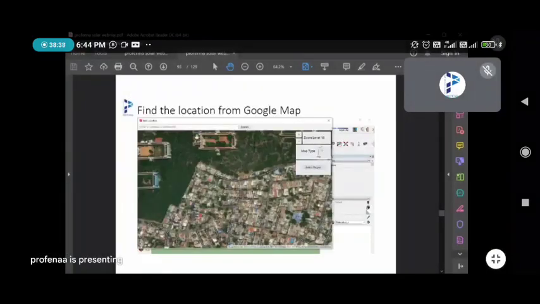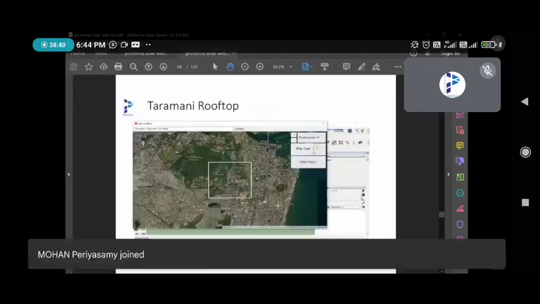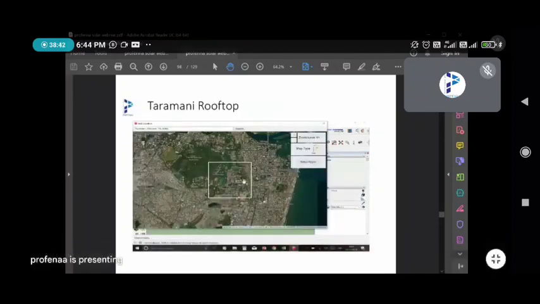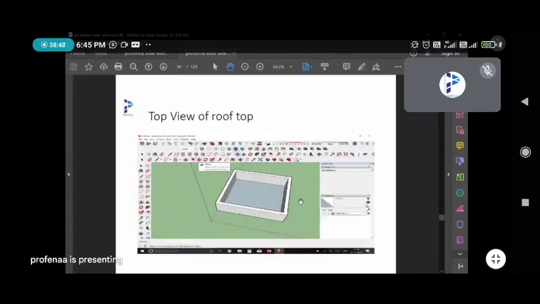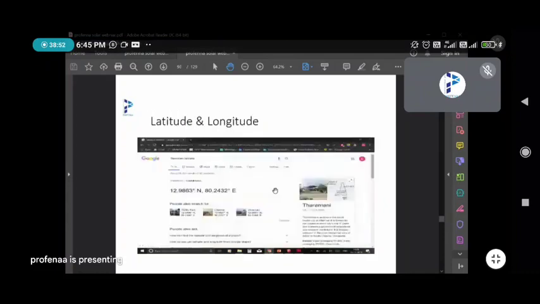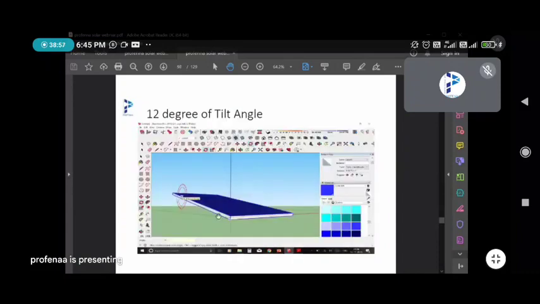See, identification of the area from Google. Then the particular area you have to analyze. For example, in Chennai, I identified the Taramani area. After that I do the calculation. So this is the rooftop in my commercial area. Then I have to choose the latitude and longitude based on the software. Then I do the installation.